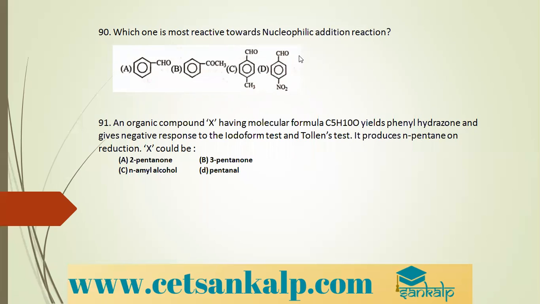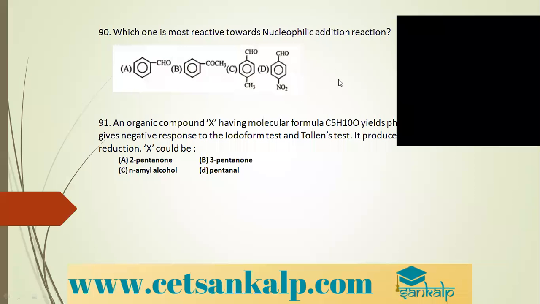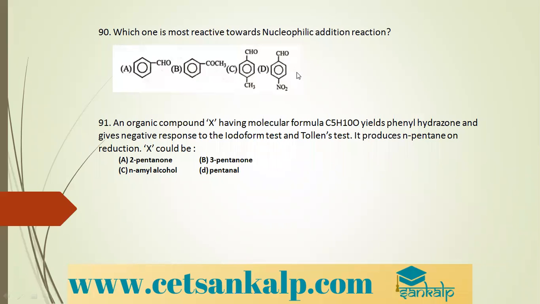So if you actually want to look at the order, first is D, which is most reactive. Then comes option A. So the correct order is option D, which is more reactive towards nucleophilic addition, then comes option A, then option B, and then option C, because this is the electron releasing group. When more electron density becomes on benzene, it will not attack nucleophile because there will be repulsion.